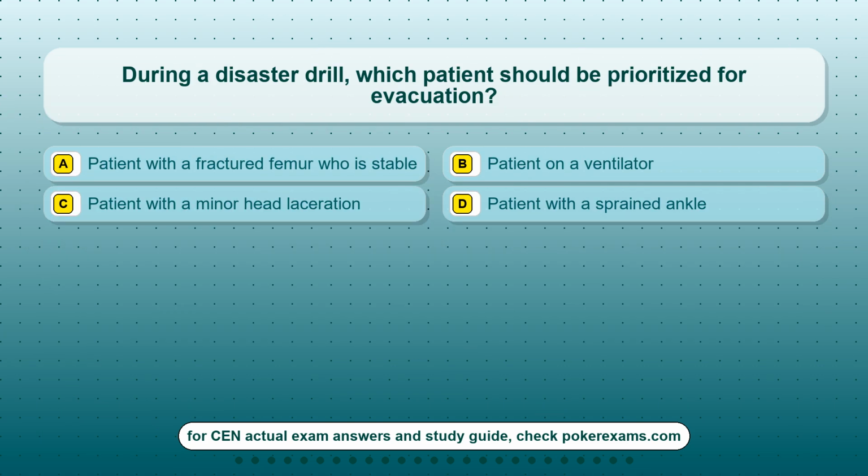Question 22. During a disaster drill, which patient should be prioritized for evacuation? Option A, patient with a fractured femur who is stable. Option B, patient on a ventilator. Option C, patient with a minor head laceration. Option D, patient with a sprained ankle.